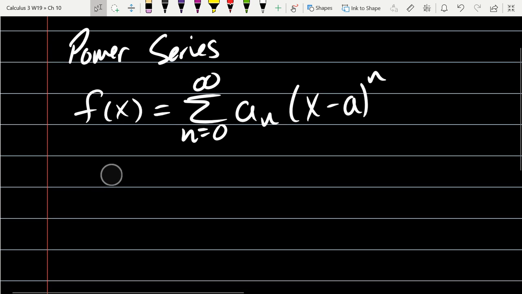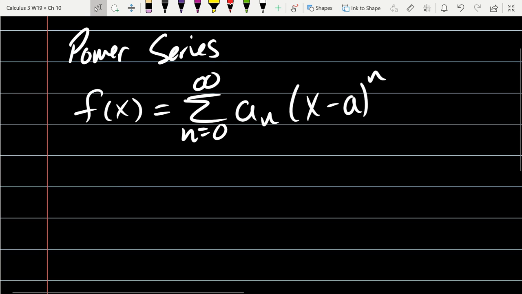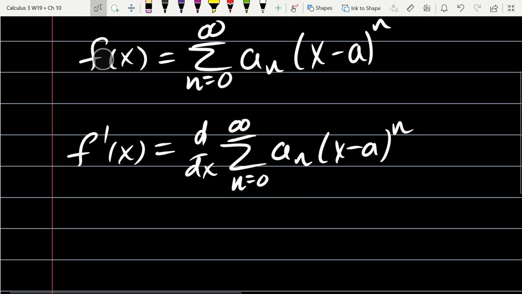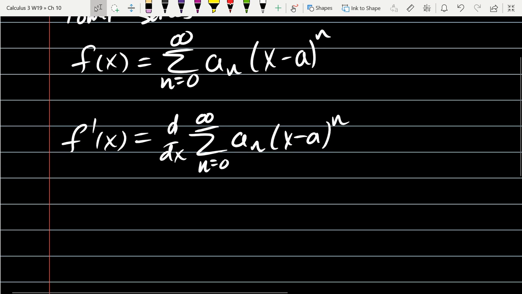So let's start out by taking a derivative. So f prime of x. All right, we take a derivative here. d over dx, summation, n equals 0 to infinity. So I'm going to commute the derivative and the sigma.